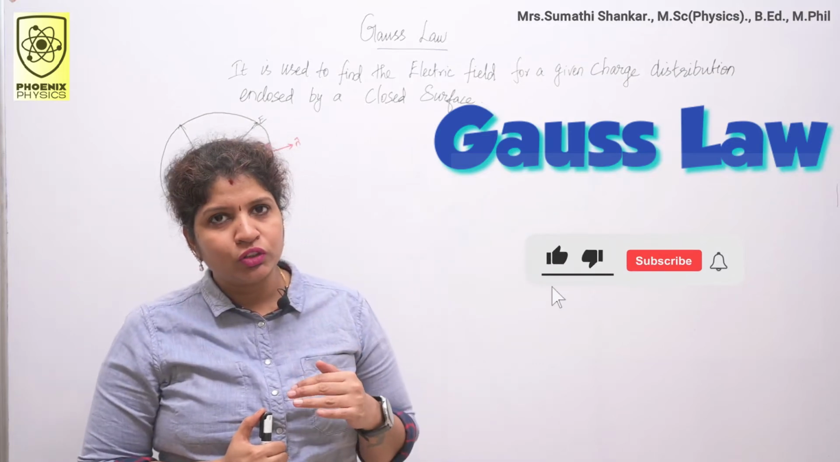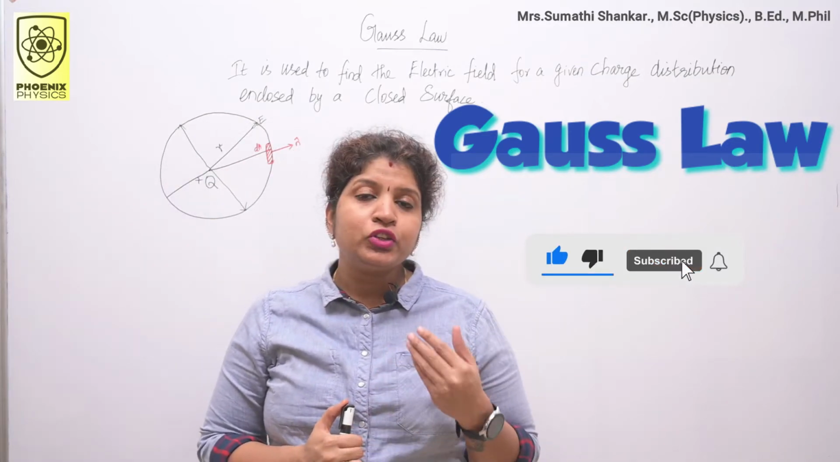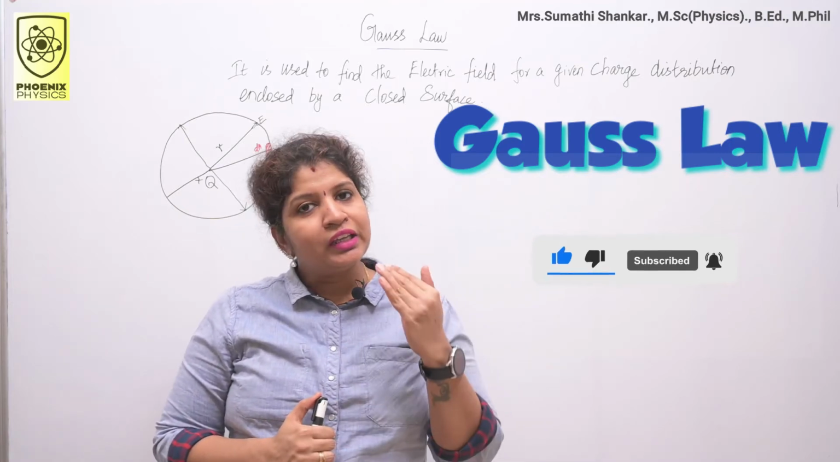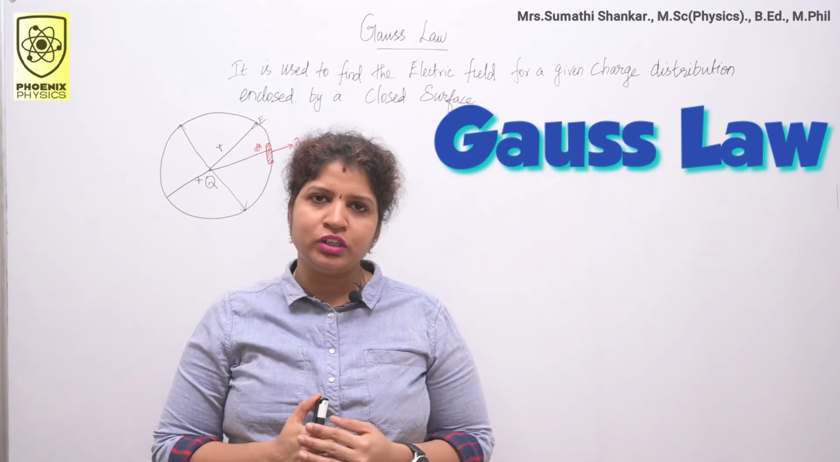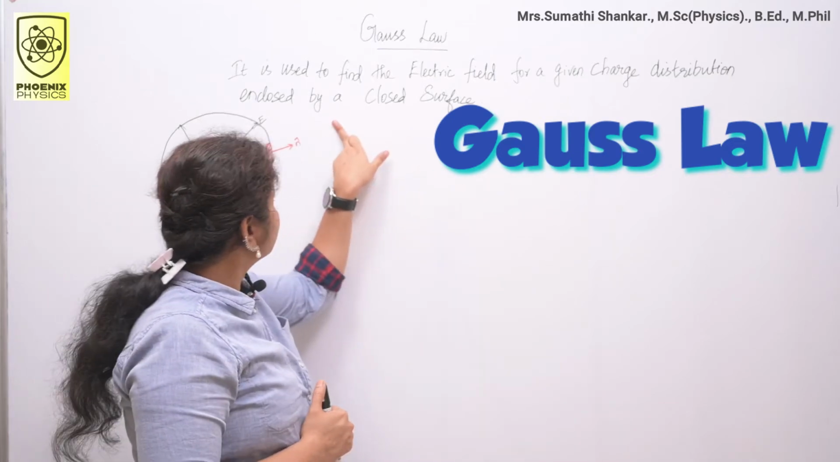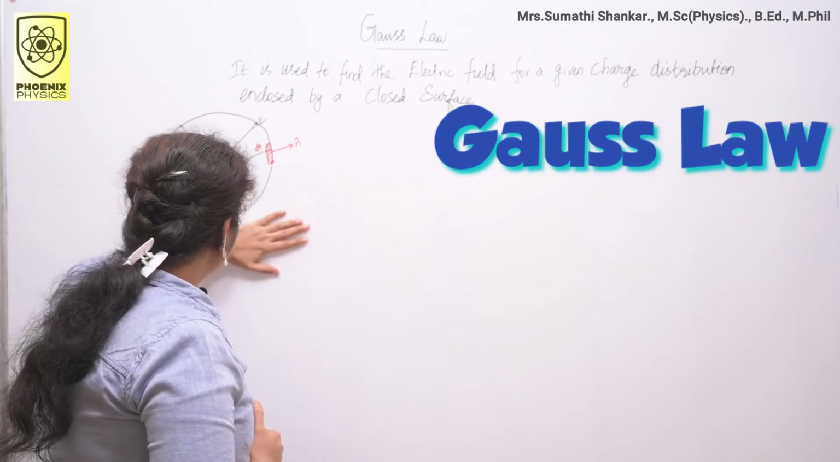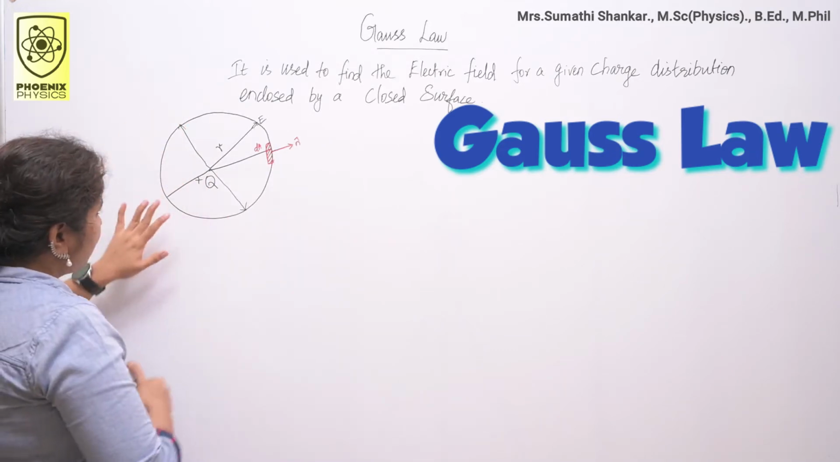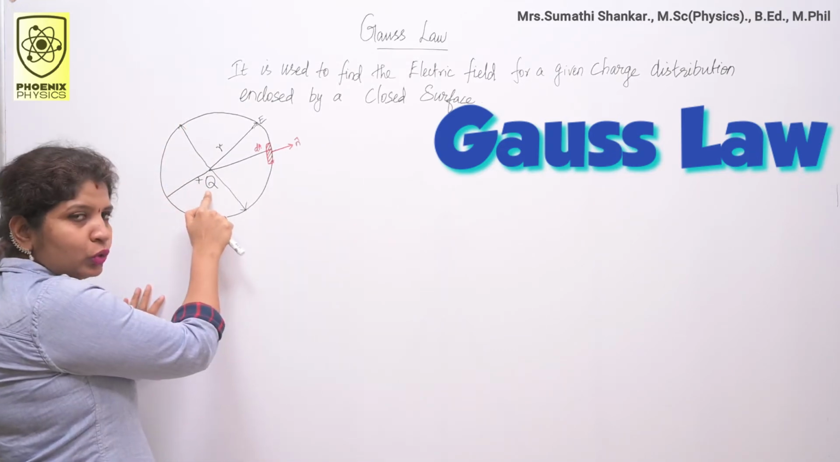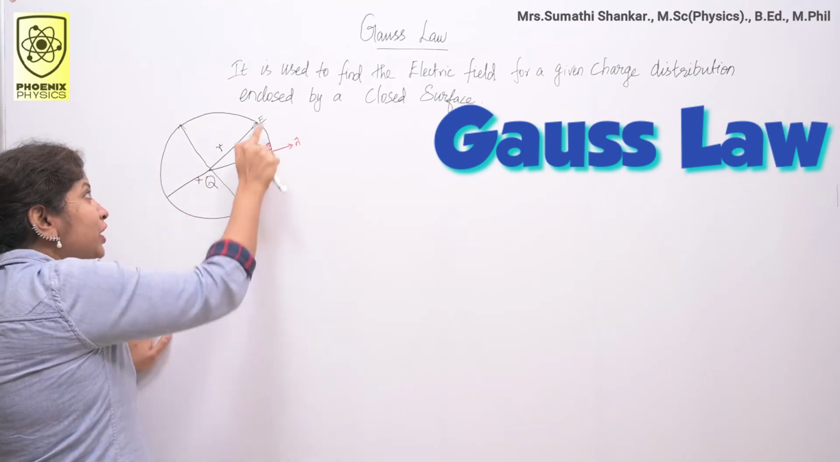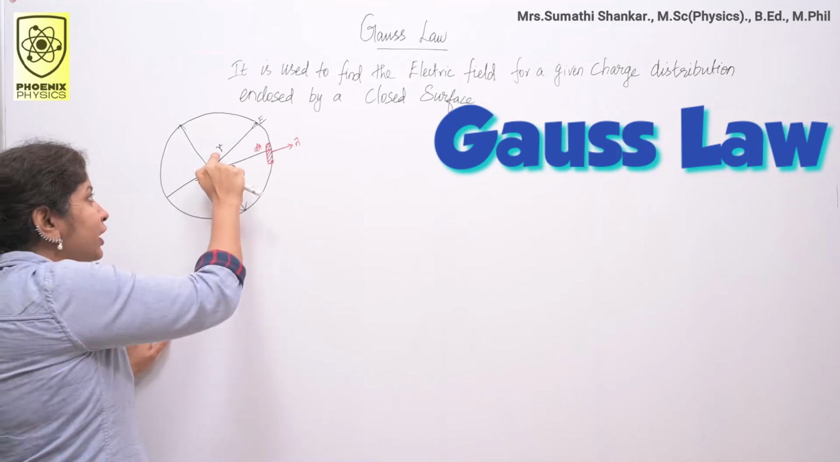Today we are going to learn Gauss law. It is used to find the electric field for a given charge distribution enclosed by a closed surface. Look at the diagram. Consider a positive point charge plus Q surrounded by an imaginary sphere of radius r.